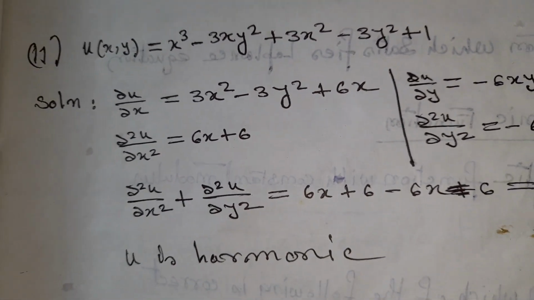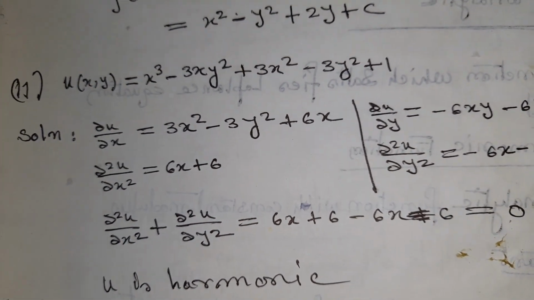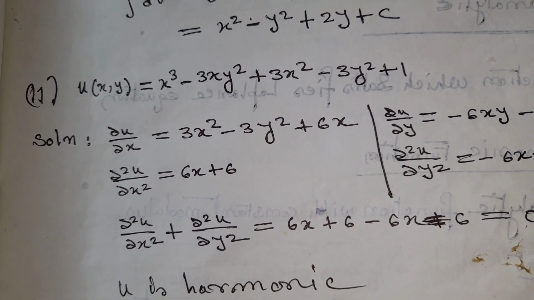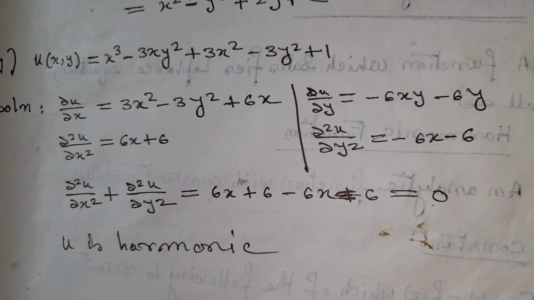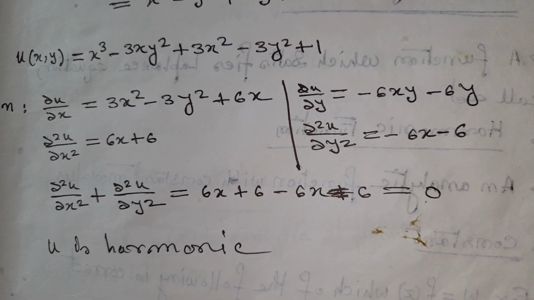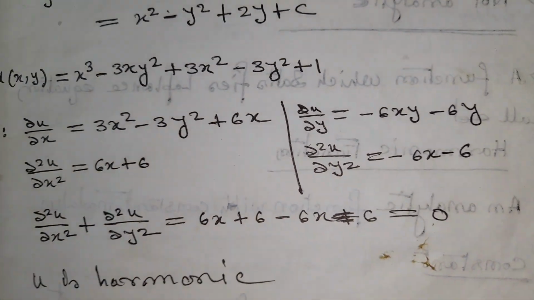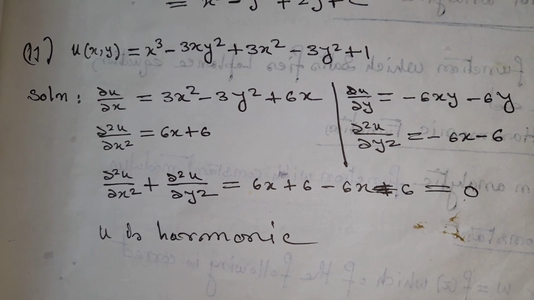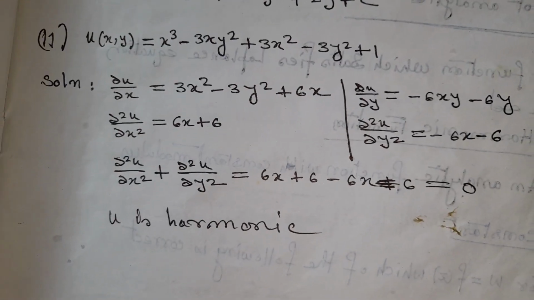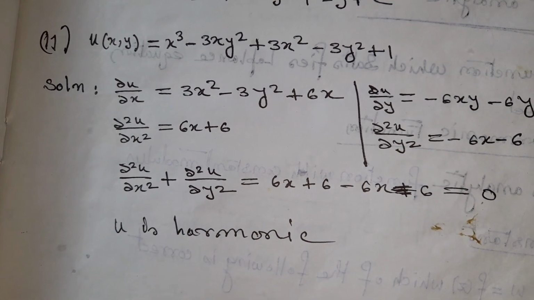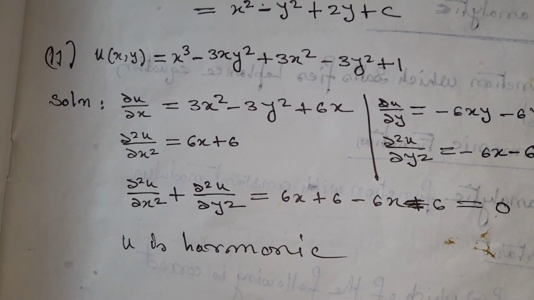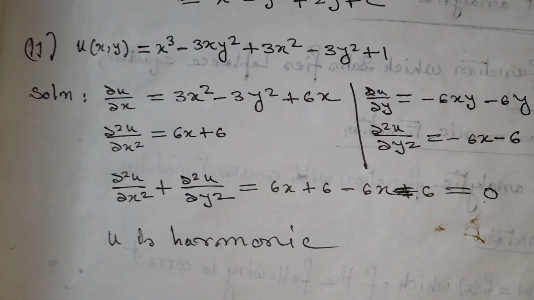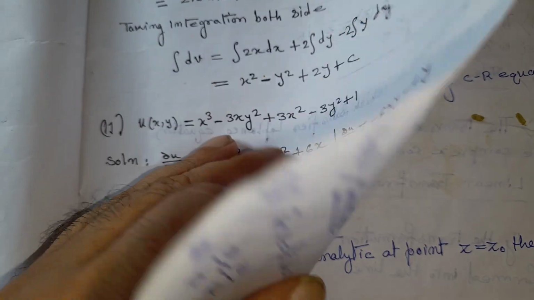So for ∂u/∂x, we will get 3x² minus 3y² plus 6x, and then ∂²u/∂x² equals 6x plus 6. For the ∂u/∂y part, we get minus 6xy minus 6y, and ∂²u/∂y² equals minus 6x minus 6. Now if we add these two, ∂²u/∂x² plus ∂²u/∂y², we get 6x plus 6 minus 6x minus 6, that will give us 0. So we can say this function is also harmonic. This is how we can check the harmonic function.